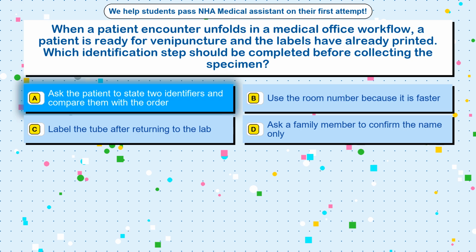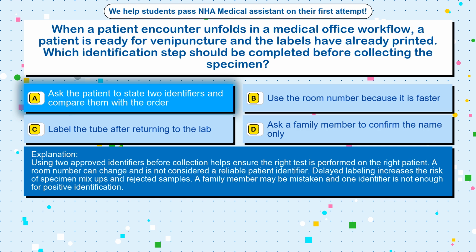The correct answer is option A. Ask the patient to state 2 identifiers and compare them with the order. Using 2 approved identifiers before collection helps ensure the right test is performed on the right patient. A room number can change and is not considered a reliable patient identifier. Delayed labeling increases the risk of specimen mix-ups and rejected samples. A family member may be mistaken, and one identifier is not enough for positive identification.